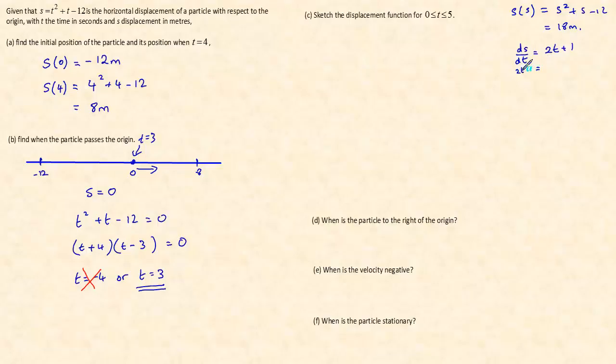We need 2t plus 1 to be equal to 0, and that would give us t as negative 1/2, and again that's not an allowed value for t because we start the stopwatch at 0, so we know that there's going to be no turning point.